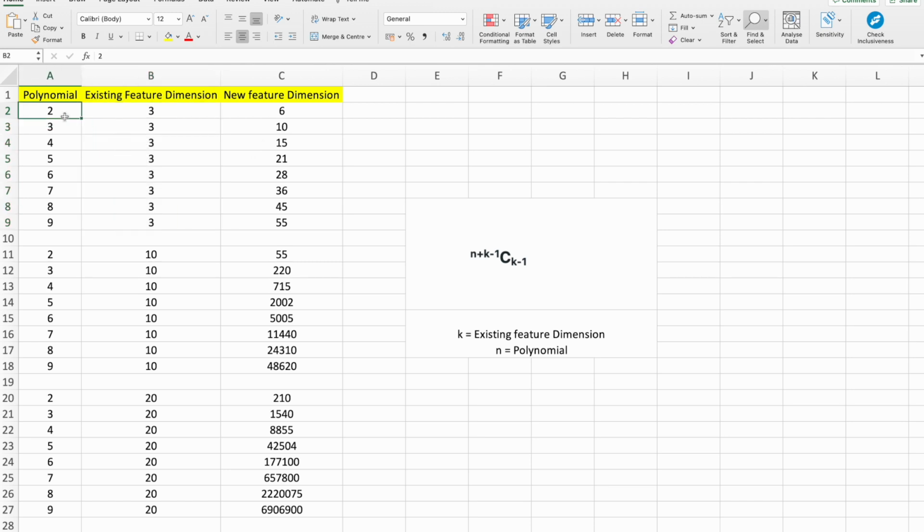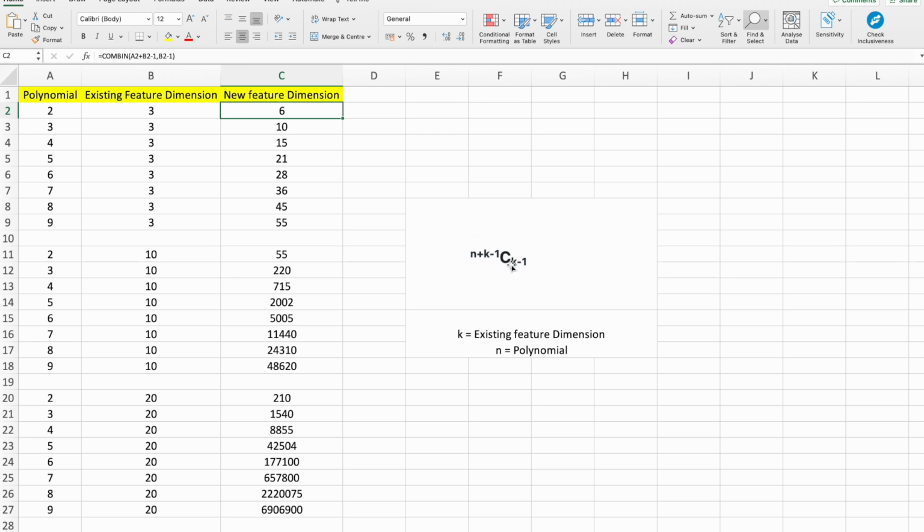If I'm doing a polynomial kernel, raising it to the power of 2, 3, 4, 5, 6, 7, 8, 9, then my new feature dimension will be like this. Suppose I have 3 features, x1, x2, x3, and I'm using a polynomial kernel, going to a higher dimension, raising to the power of 2. My new feature dimension will be 6, right?